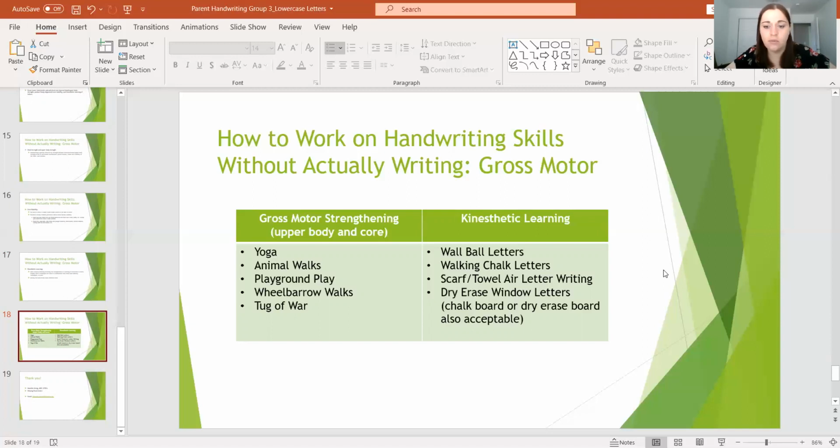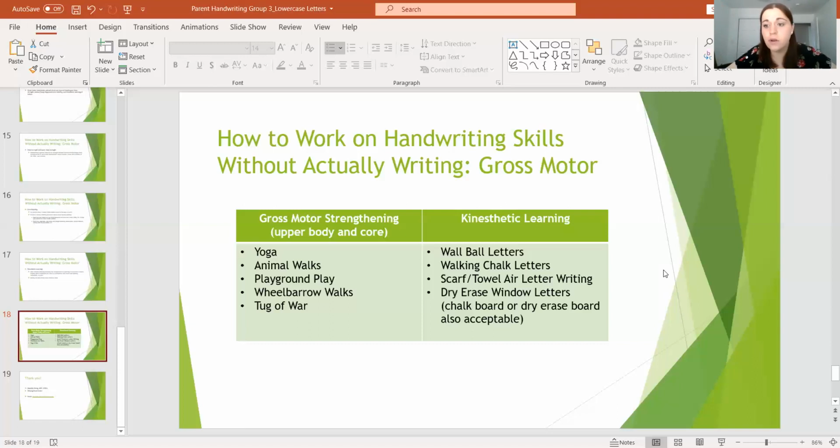And then dry erase window letters, or a chalkboard, and just writing those letters out on that big vertical surface will help get that arm moving and help with making those big movements. So that can help with our kinesthetic learners as well.